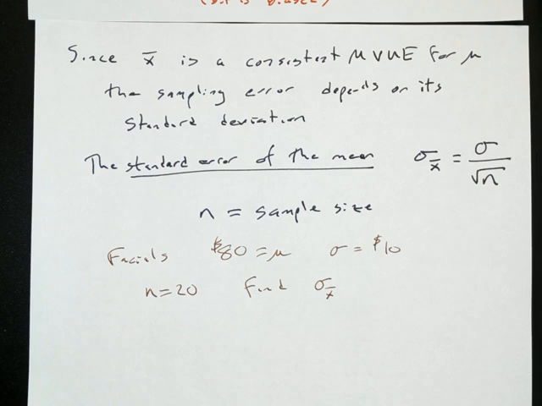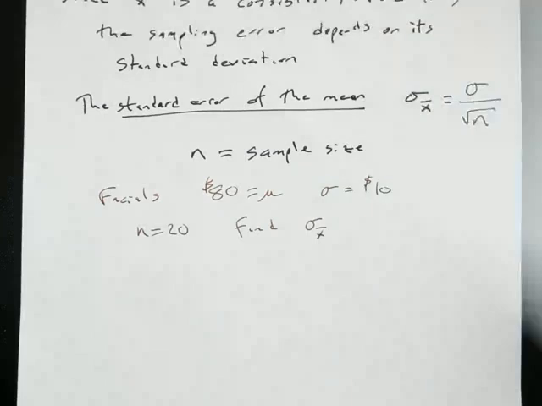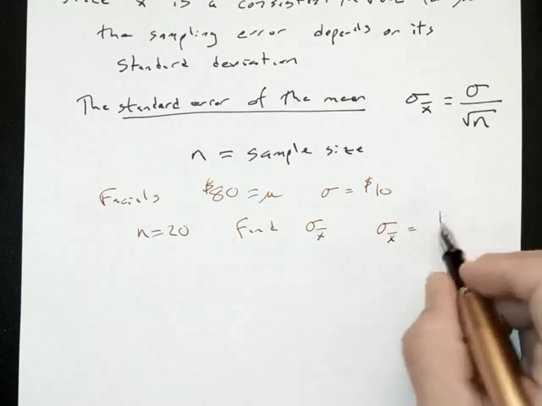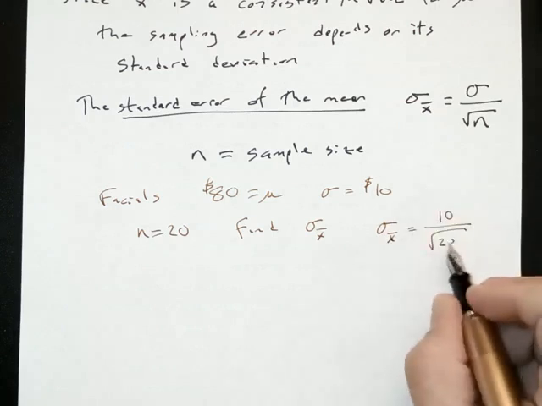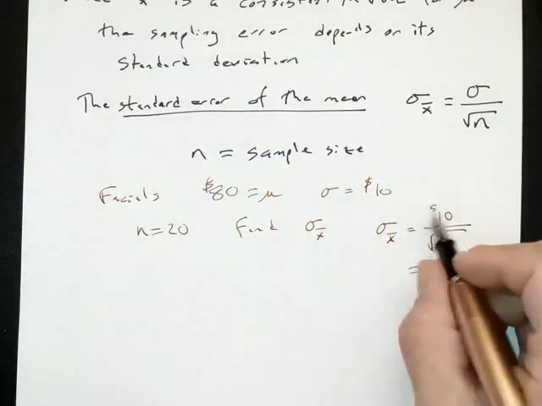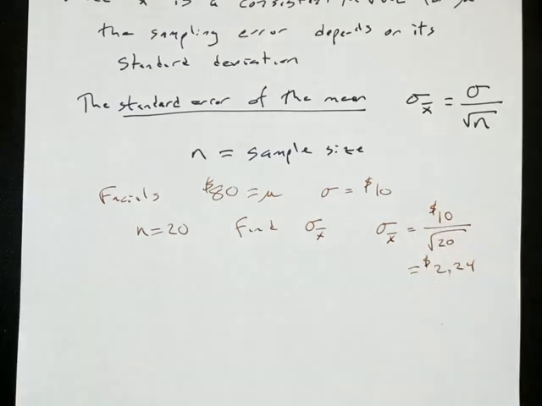I need you to calculate a number for me. Yes. I take the standard deviation I was given and divide it by the square root of the sample size. And that turns out to be 2.24. The units for this is still dollars.